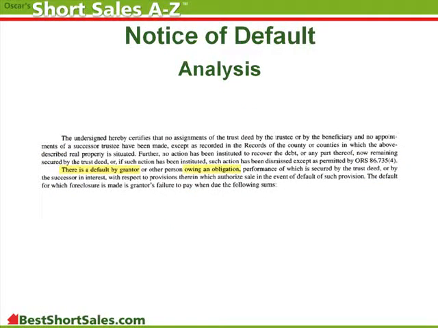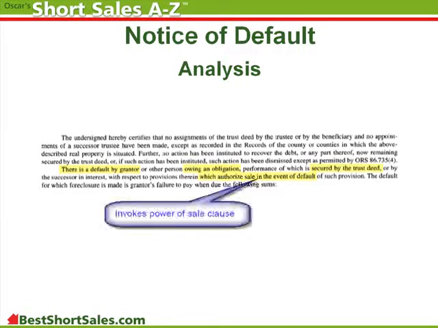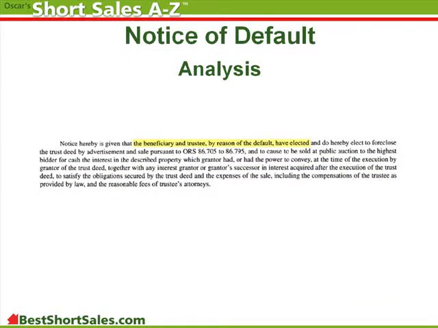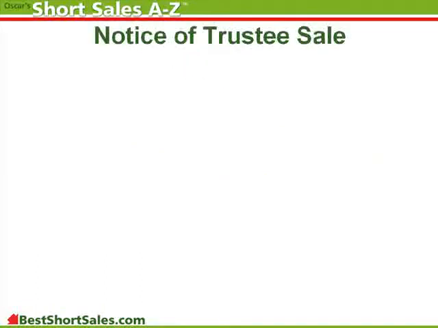It continues. "There is a default by grantor, owing an obligation, secured by the trustee, which authorizes sale in the event of default." This invokes the power of sale clause. It continues. "The beneficiary and trustee, by reason of the default, have elected to foreclose the trust deed, and to cause to be sold at public auction to highest bidder for cash the described property, to satisfy the obligation secured by the trust deed and expenses of the sale."